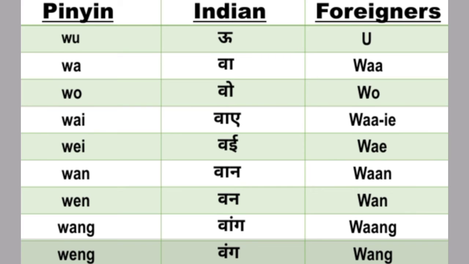Repeat after me, Wo. The next Pinyin is WAI, which has a pronunciation of Y. Repeat after me, Y. The next Pinyin is WEI, which has a pronunciation of Y. Repeat after me, Y. The next Pinyin is WAN, which has a pronunciation of Wan. Repeat after me, Wan. The next Pinyin is WEN.